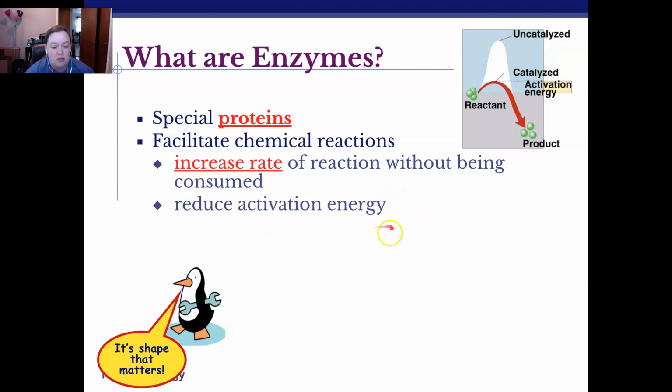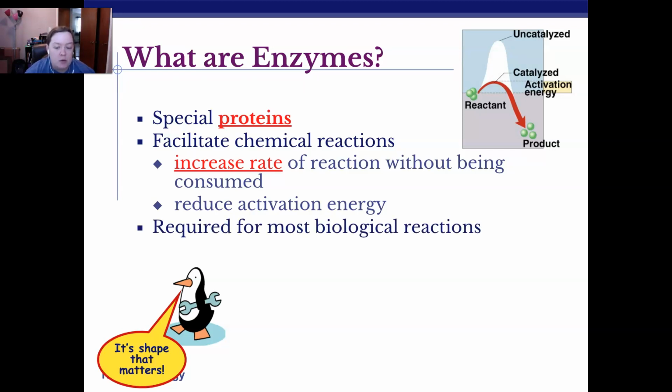So essentially what an enzyme is doing to our graph is taking the speed bump from which it was up here, and it's moving it down to here. So we have to put in less energy. Our little speed bump, our activation energy, is much, much lower. So enzymes speed up chemical reactions by lowering the activation energy of the reaction. And they're needed for most biological reactions. So most of the reactions that happen in our body require enzymes.